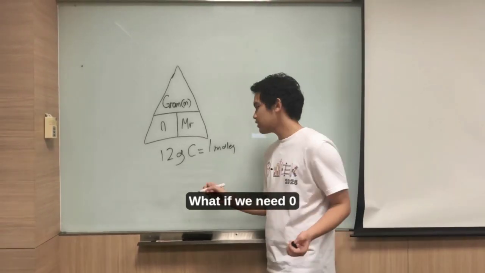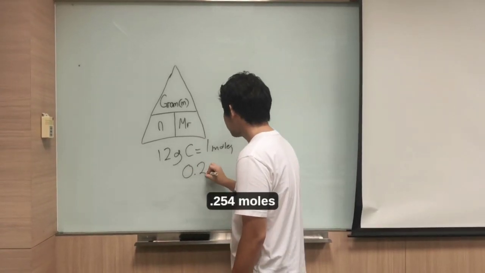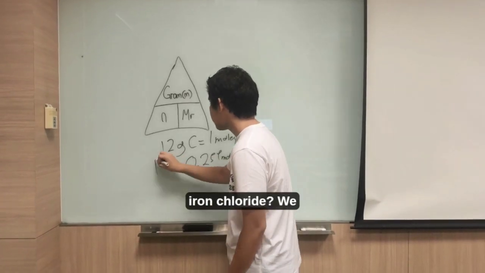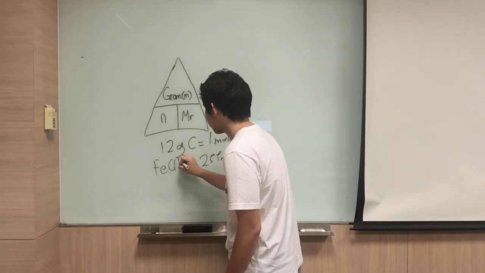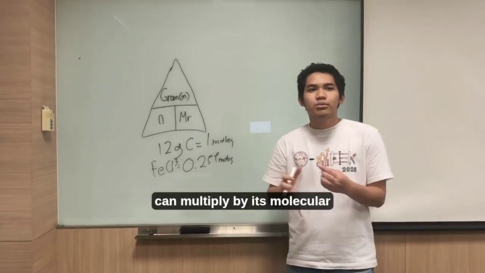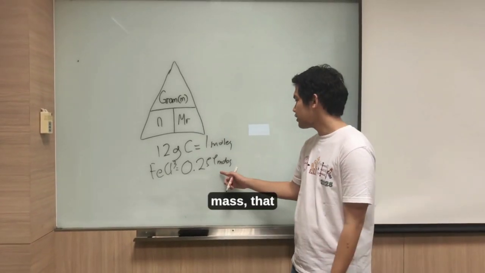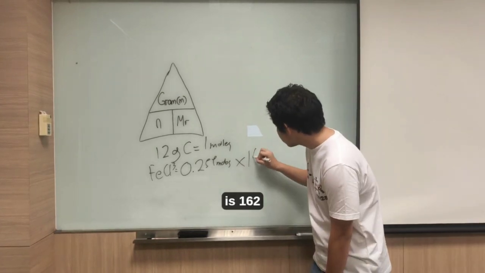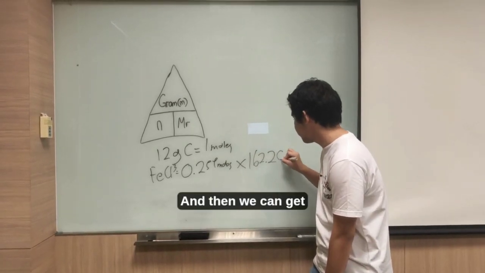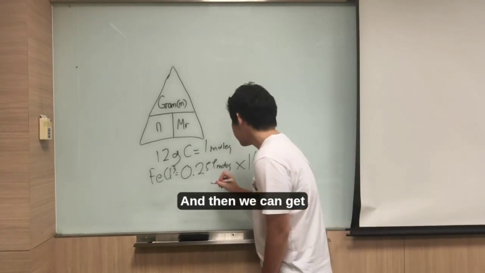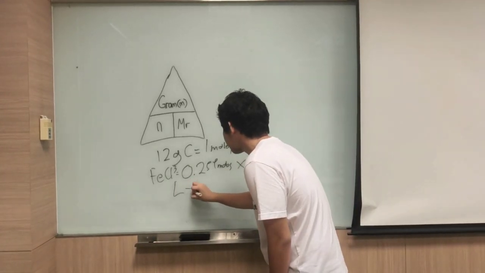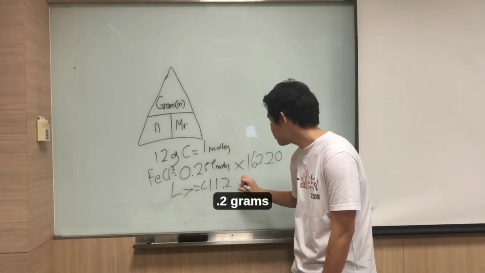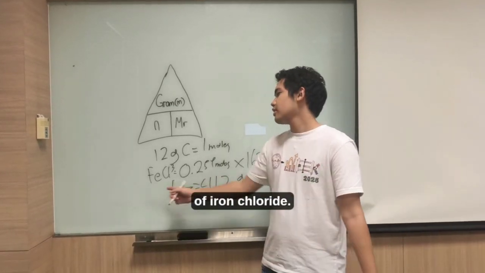What if we need 0.254 moles of iron trichloride? We can multiply by its molecular mass, that is 162.20, and then we get 41.2 grams of iron trichloride.